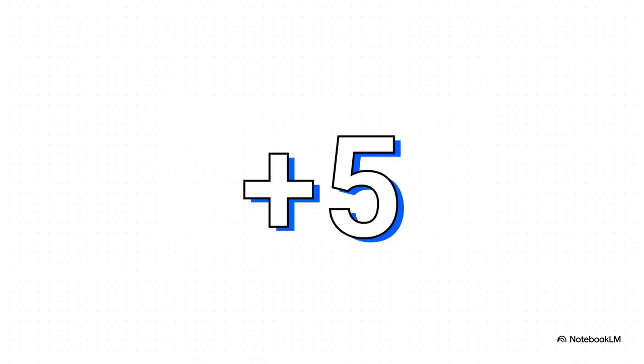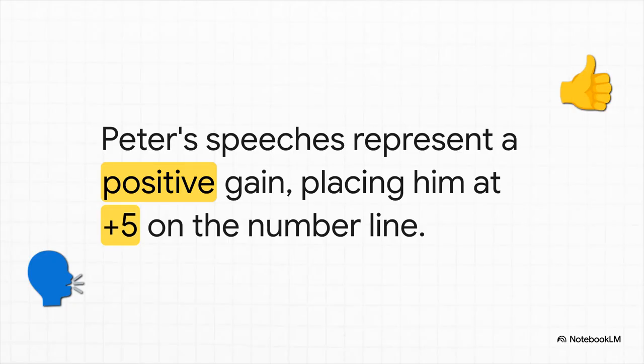So let's take another example. What do you think the number +5 might represent in this system? Well, according to the lesson, it stands for the 5 big speeches Peter gave that inspired a bunch of people. It's framed as a positive gain, which just hammers home that idea. Positive numbers are good things, blessings, helpful actions.